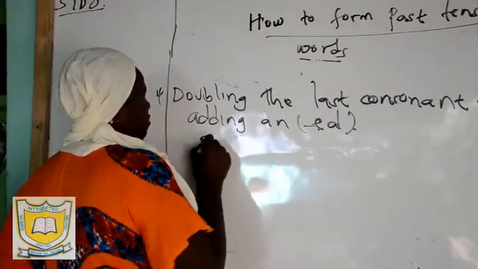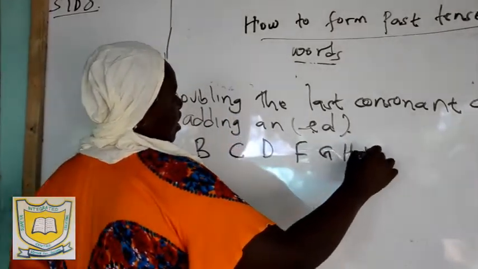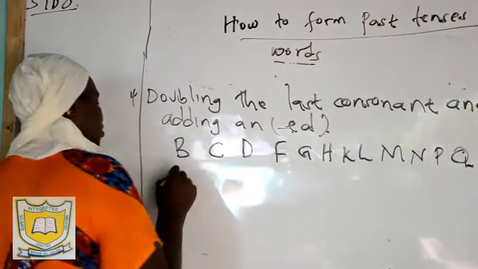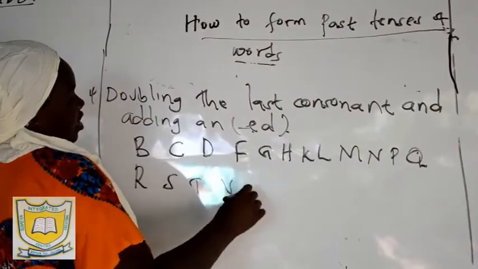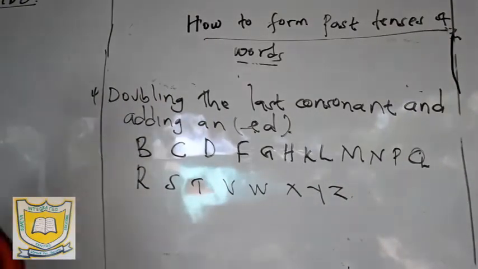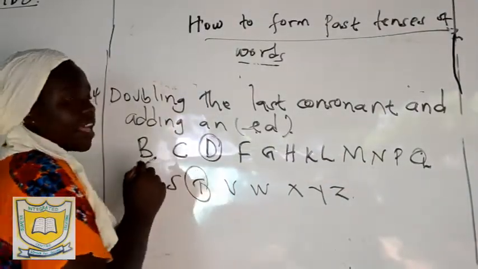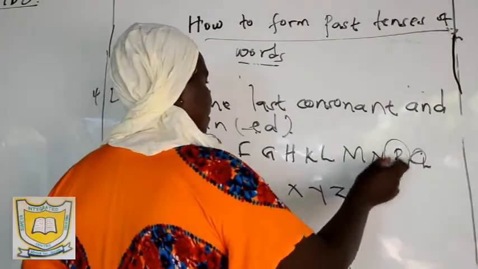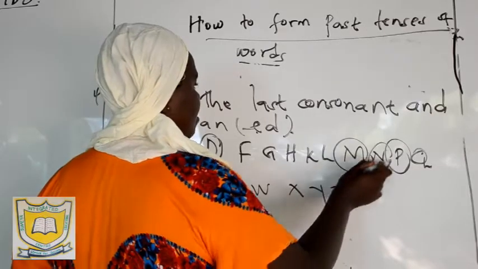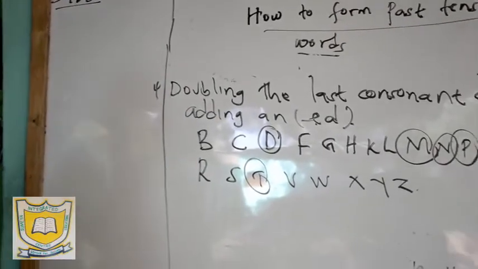If I talk of consonants, I'm talking of B, C, D, F, G, H, K, L, M, N, P, Q, R, S, T, V, W, X, Y, and Z. Now, you have consonants like D, then you have consonants like P, consonants like M, consonants like N. So I have D, I have M, I have N, I have P, I have a T.